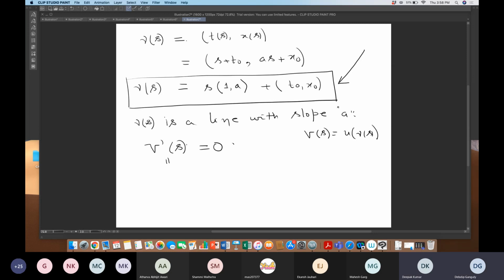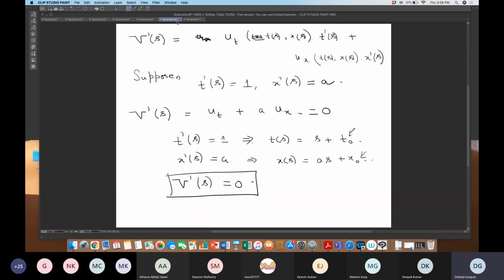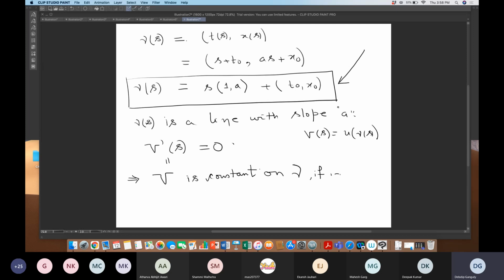Exactly. V is constant on gamma. Because we know this is a straight line, since T prime of S equals 1 and gamma prime of S equals A, that means V is constant on gamma, a straight line with slope A. That means this equation with slope A. Is it clear?